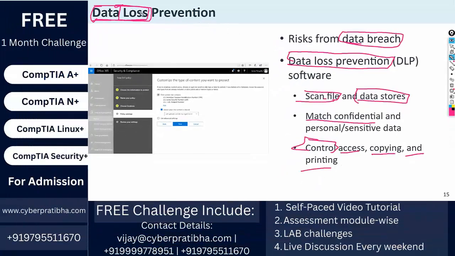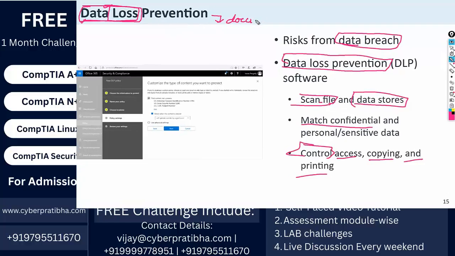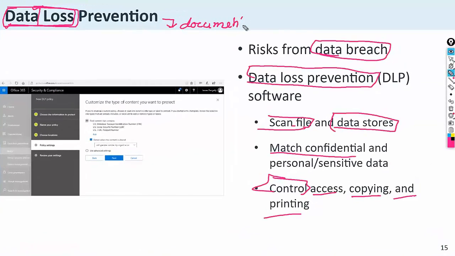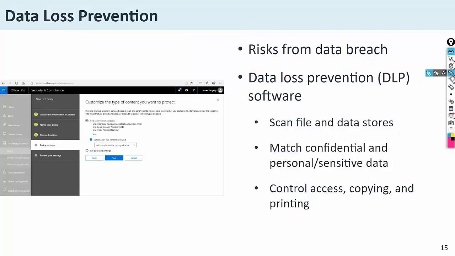So if you want to implement data loss prevention, it is necessary to write documentation, a well-written documentation, and then circulate the documentation among the employees from time to time, and also make the data loss prevention documentation available to the new employee.